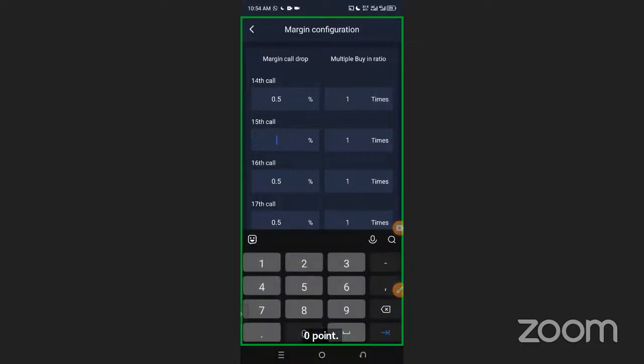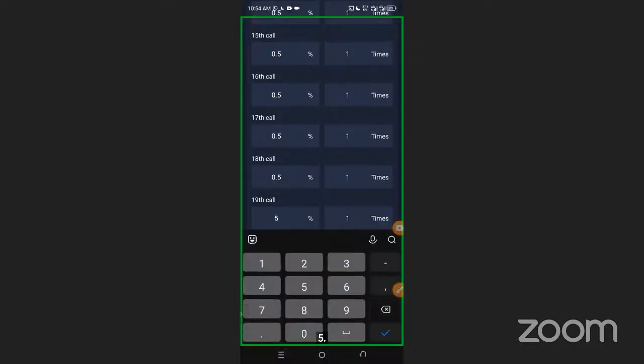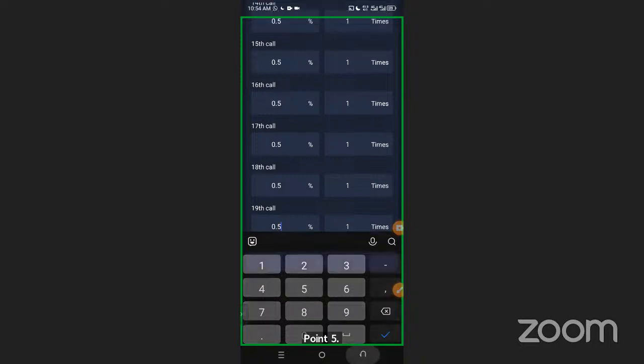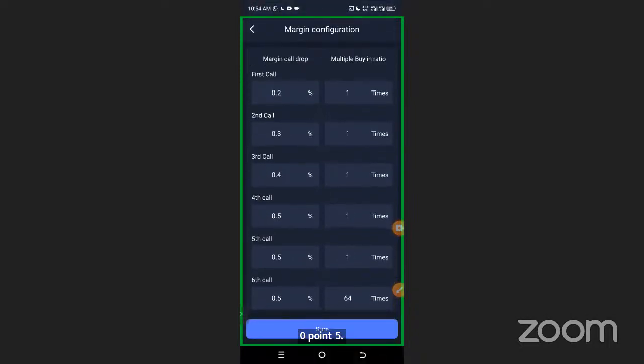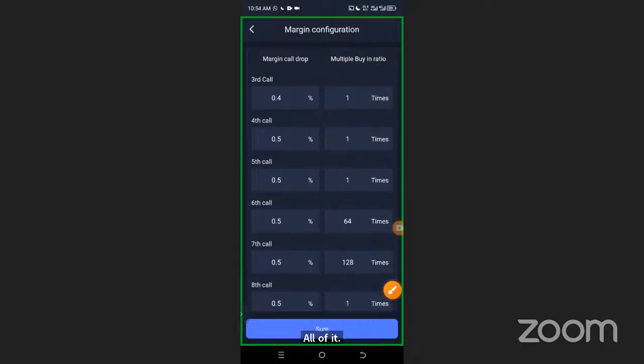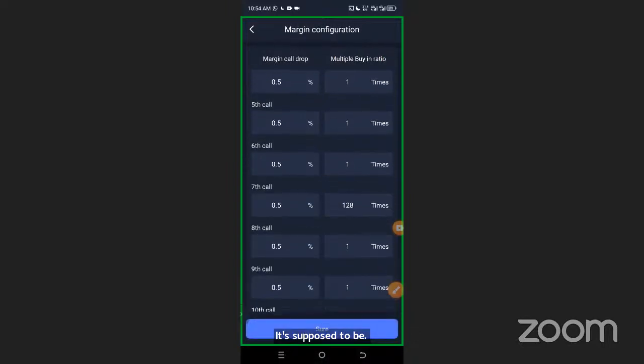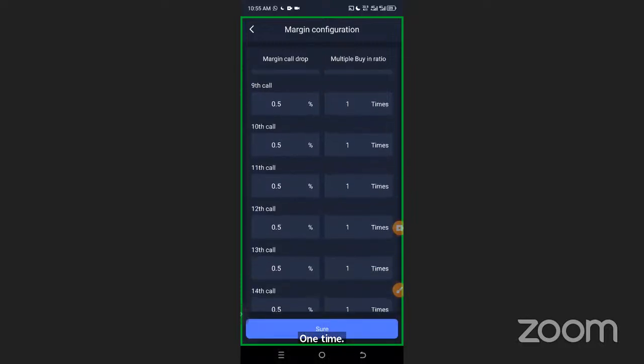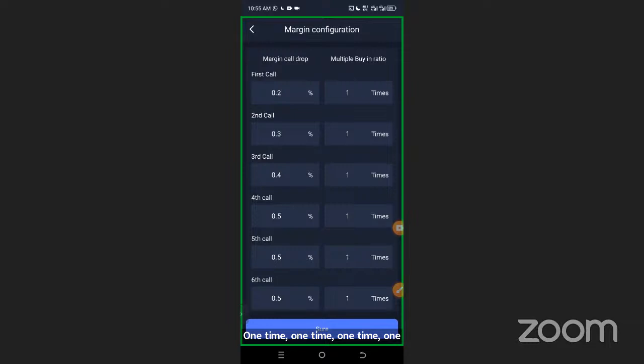Then here 0.5. Have you seen? So when you come to multiple buy-in ratio, all of this side, all of it, the 19 margin calls here are supposed to be one time throughout. Why? Because when the market drops by 0.2, the robot will buy one time.